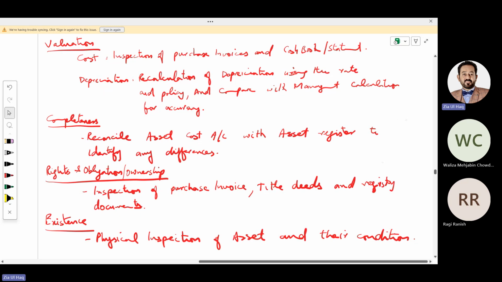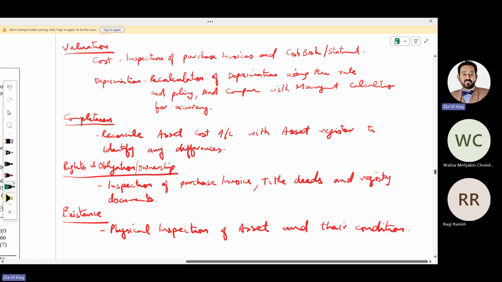So these are the procedures, and please note: inspection, recalculation, reconcile, physical inspection. We are using these words or procedures to collect audit evidence. So there are 1, 2, 3, 4, 5 procedures to verify the assertions of non-current assets.